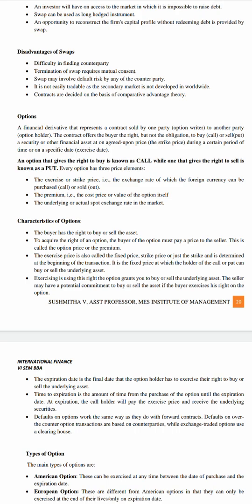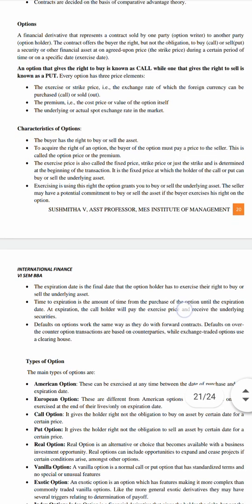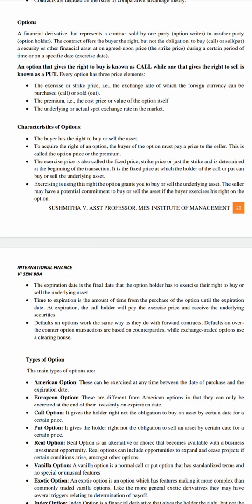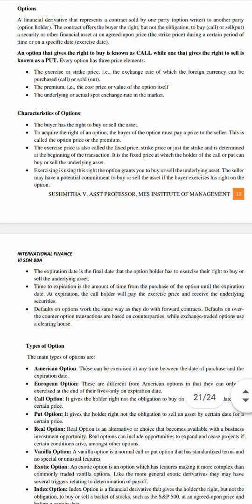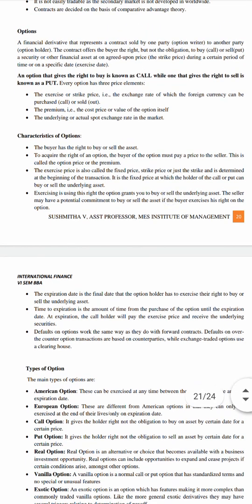And next you have options. Options, as I've already told you, are a contract that gives the right, not the obligation, to settle the transaction at a future date at an agreed price. The price at which you are going to agree that particular transaction is called the strike price, right? Again, you have different types of options. One is call option and the other is put option. The option to buy is called a call option. The option to sell is called a put option.